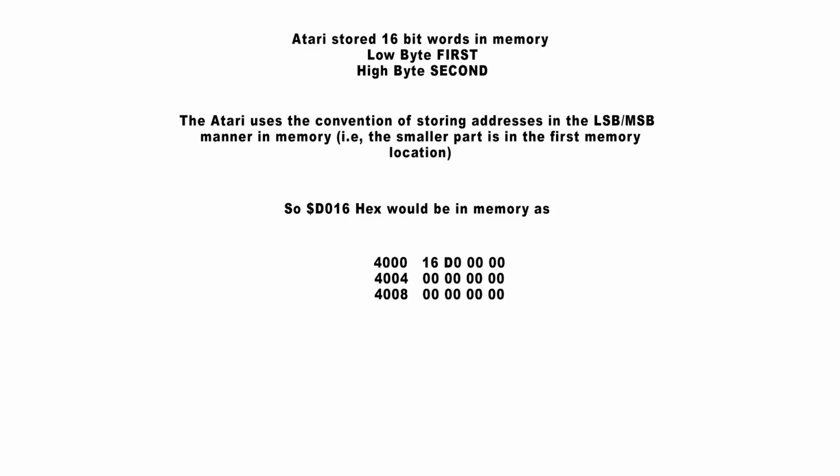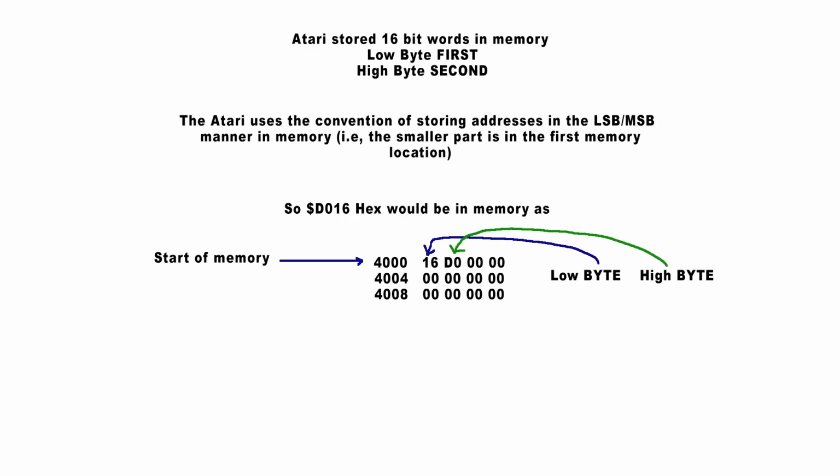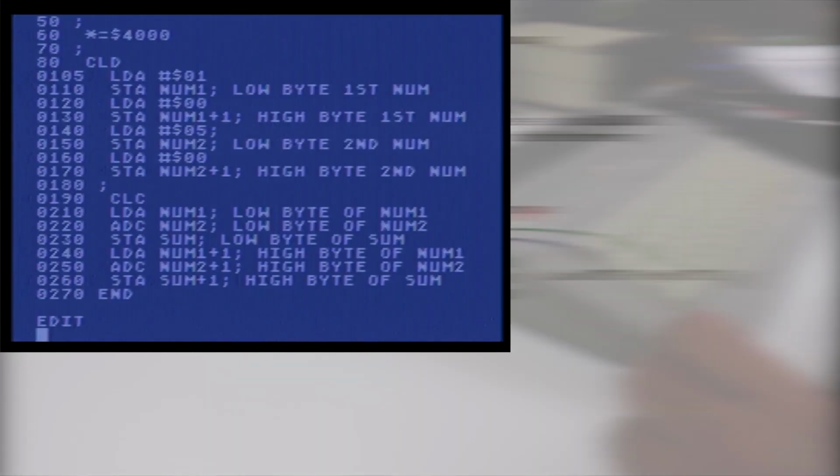So you can see here in memory location 4000, we can see the 16 is first in memory, and then at location 4001, the D0. This is called the least significant byte / most significant byte. This is important to remember: when you're retrieving 16-bit words from the Atari's memory, you have to retrieve the low and the high byte, or the high byte first, place it in your variable, and then the low byte behind it. So just remember that. That's important.